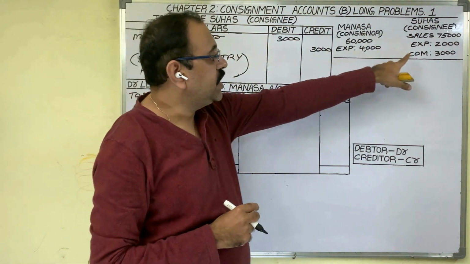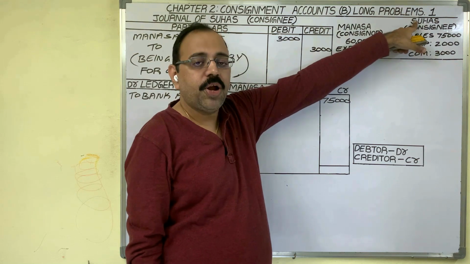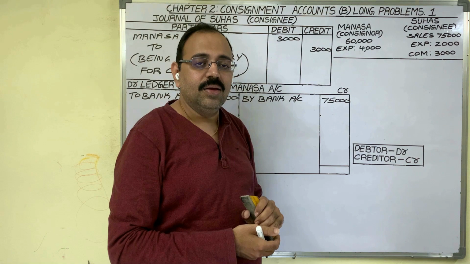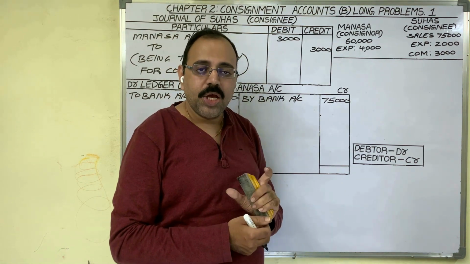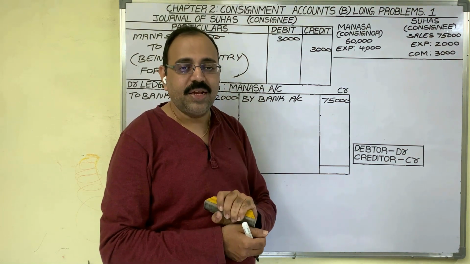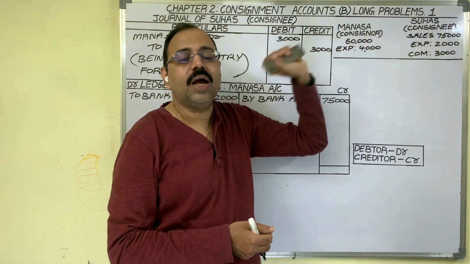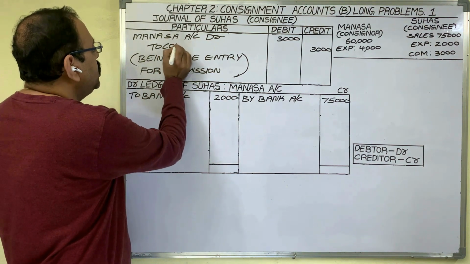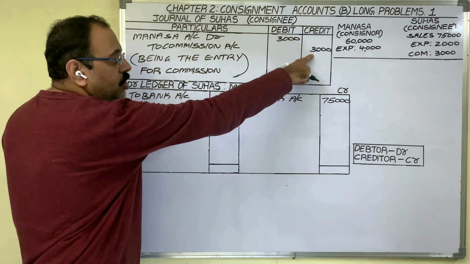Now last transaction is consignee's commission. Think from consignee's point of view. This commission is income to consignee. Income comes under nominal account. Nominal account rule, debit all expenses and losses, credit all incomes and gains. As commission is income to him, we should credit commission account. In journal entry, commission account is to be credited 3,000 rupees.